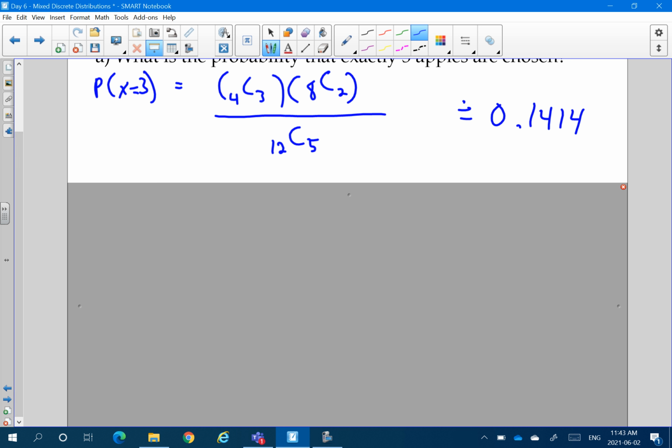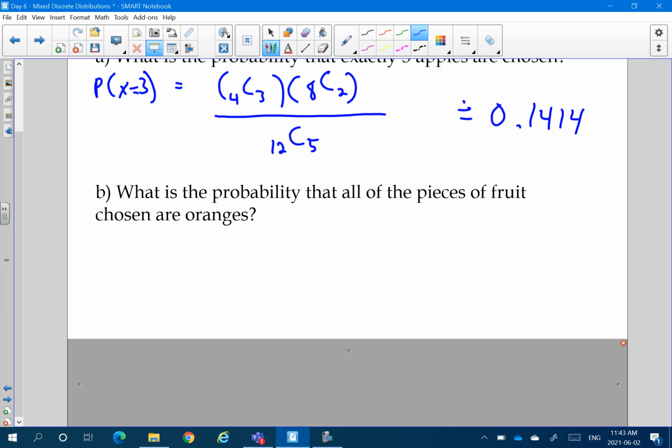Remember, watch the difference between number of outcomes and probabilities. What's the probability that all of the pieces of fruit are oranges? Okay, so now we're looking at x being equal to 5. Now remember, x before was apples, x here is oranges. Make sure you're clear of that. You don't have to change the wording at all, or the formula, or the way you write it. Just make sure you're aware of that.